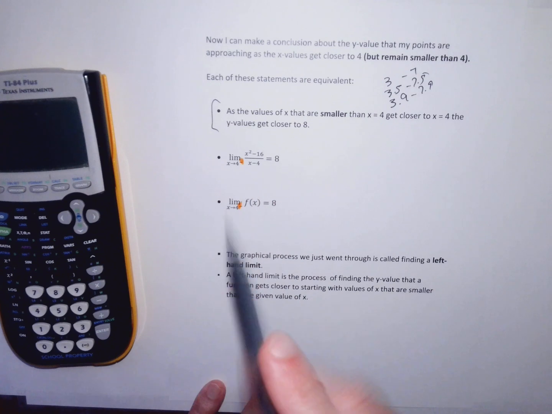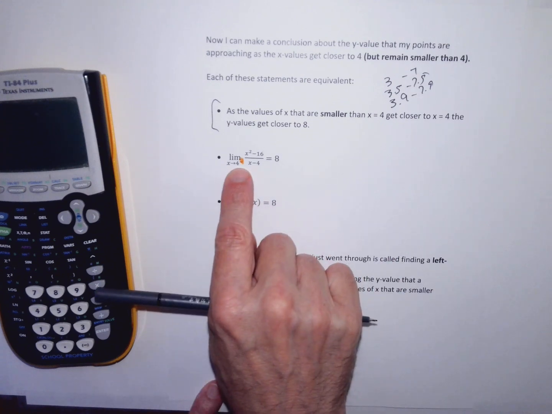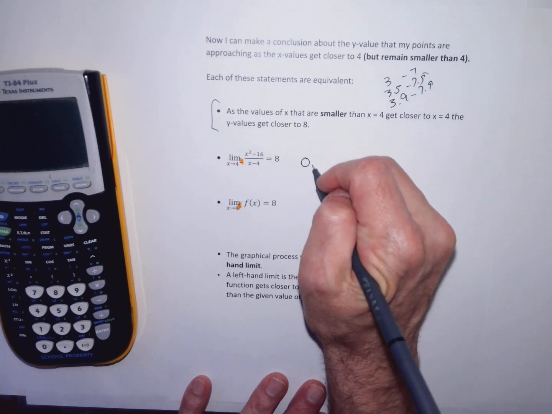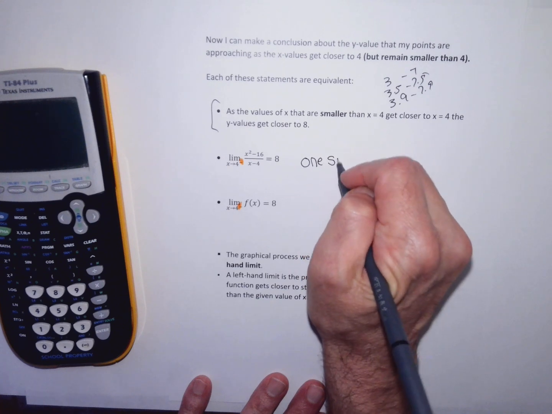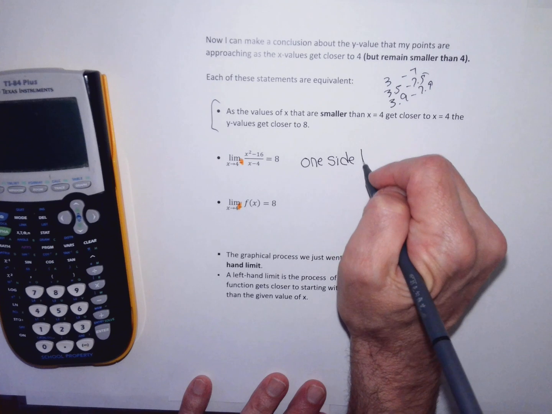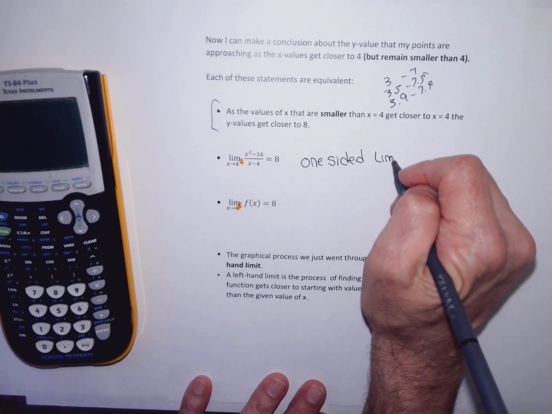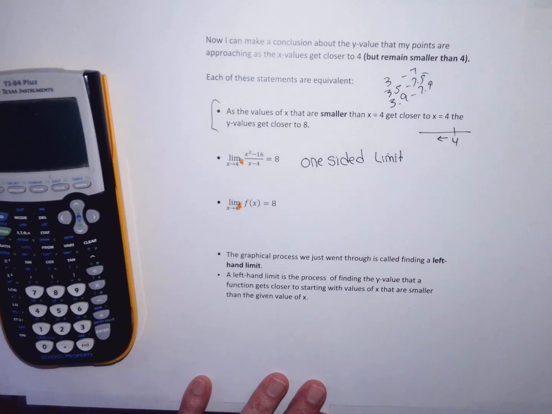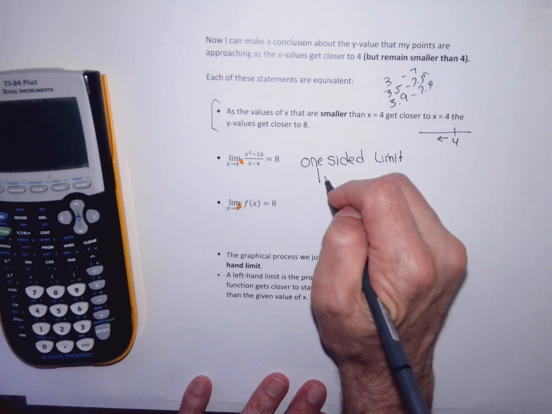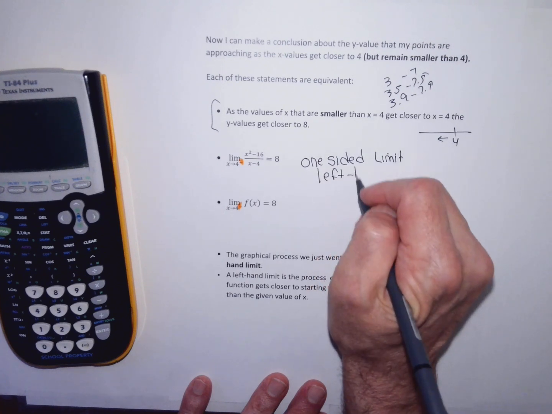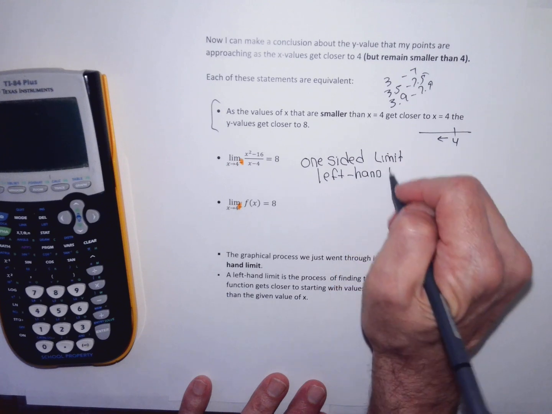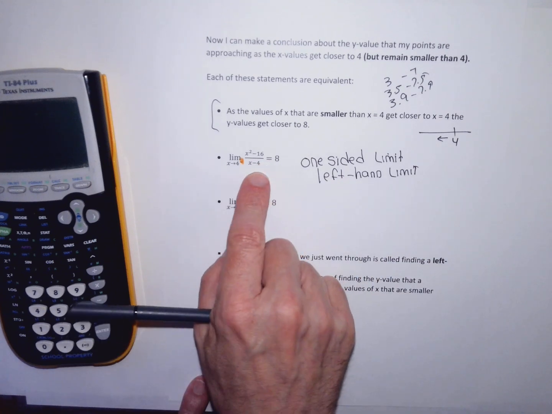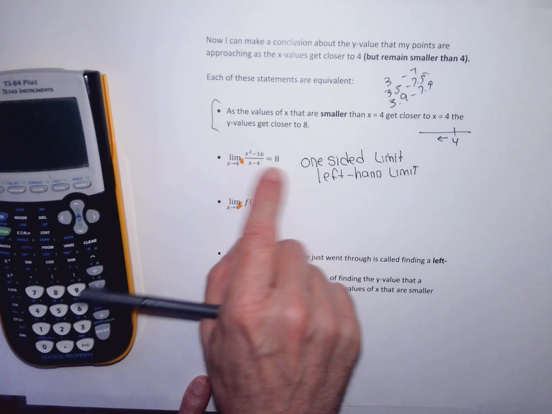This guy right here, when I'm only plugging numbers smaller than 4 into the limit, this is called a one-sided limit, because I'm only plugging numbers on one side of 4, on the smaller side of 4. And specifically, because on a number line, the numbers that I was plugging in were to the left of 4, I might call this a left-hand limit. So I might say the left-hand limit of the function x squared minus 16 over x minus 4 as x approaches 4 is 8.